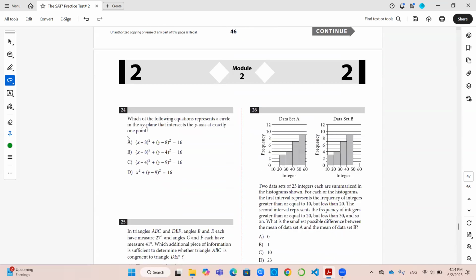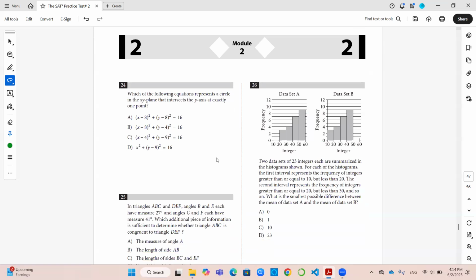Okay, which of the following equations represents a circle in the xy plane that intersects the y-axis at exactly 1 point? I'm going to go ahead and draw C here. If I have the xy plane here, the center of the circle is (4, 9), right? If I draw the circle, it's going to touch the y-axis exactly once. So C is the correct answer.